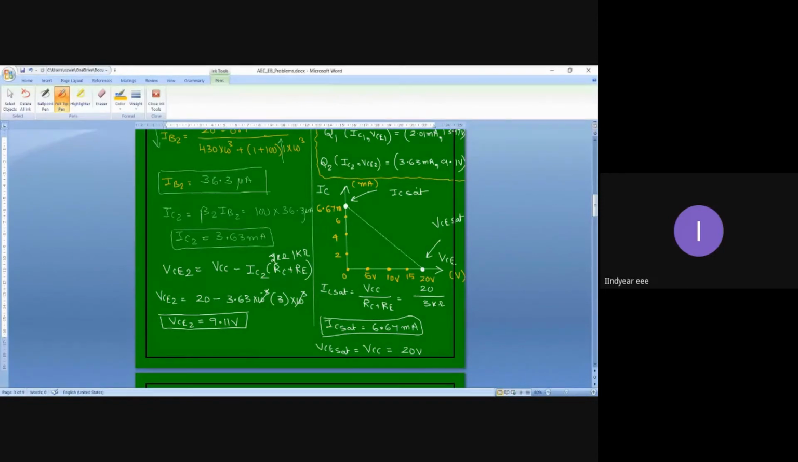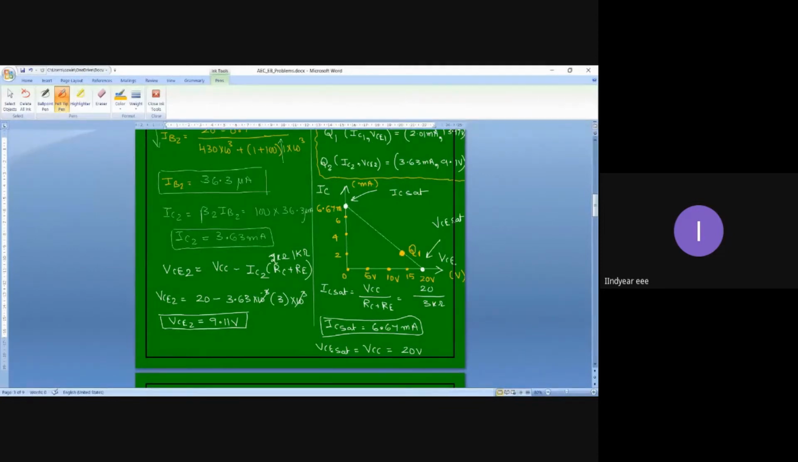The first Q point is at 2 milliamperes and 13.7, so somewhere here. So that's our first Q point. I don't have to write the location, right? Because I've already defined the coordinates of point Q1.